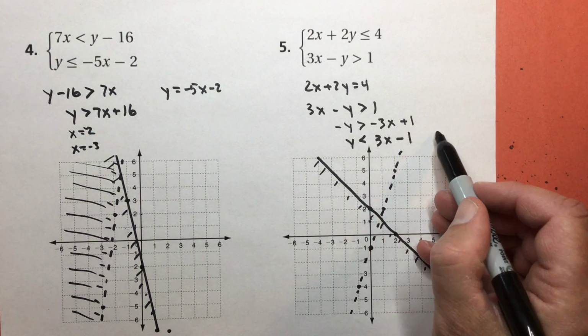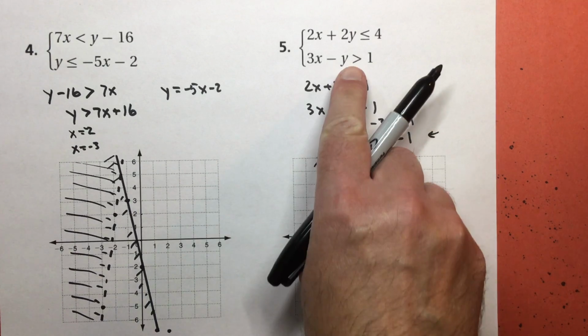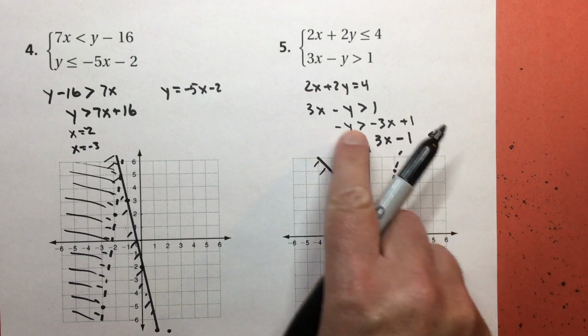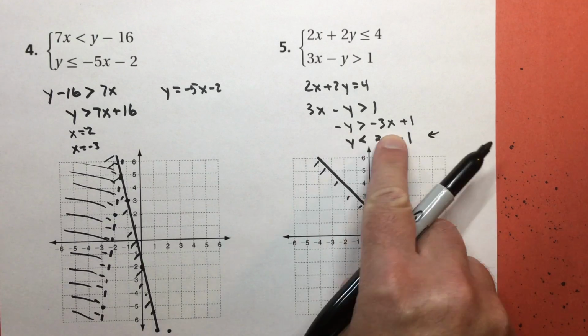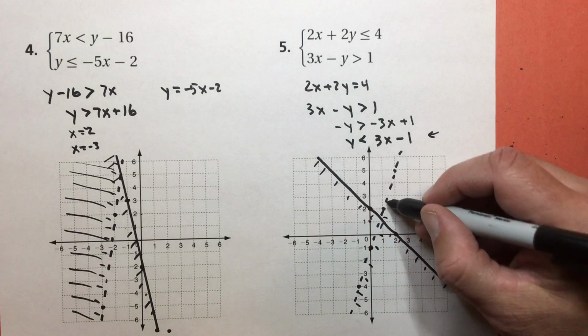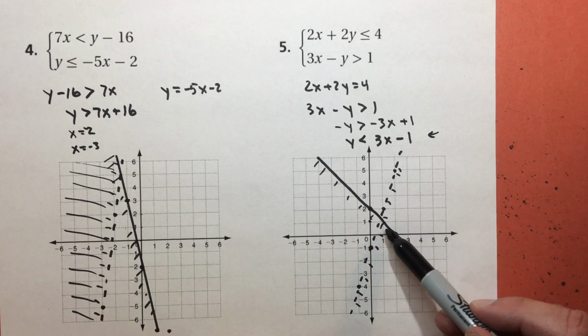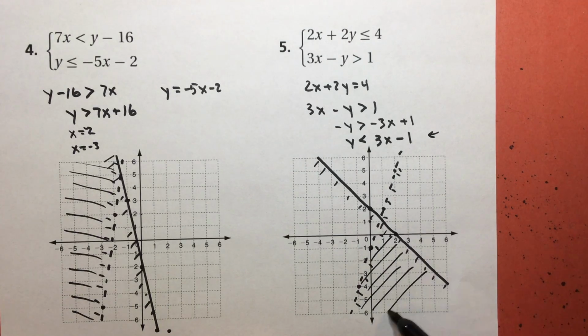And if I look at this one, which is in slope-intercept form, I'm going to be below. Why was it greater than here but less than here? Because when I divided or multiplied by negative 1, the sign switched. So I'm actually going to be below here. And that tells me that I'm below both lines, which is this area right here.